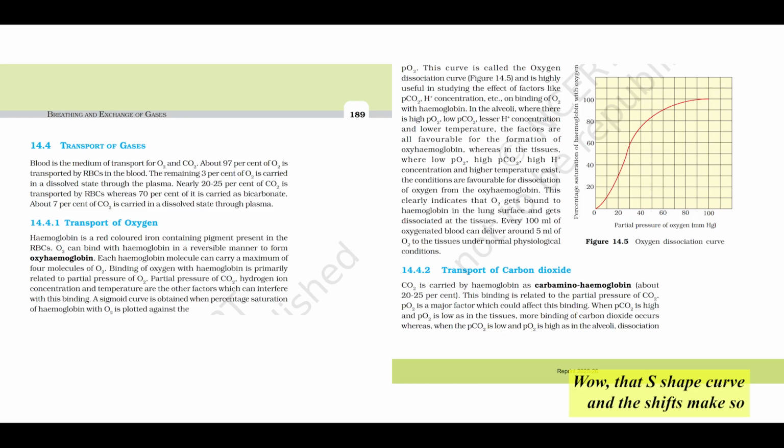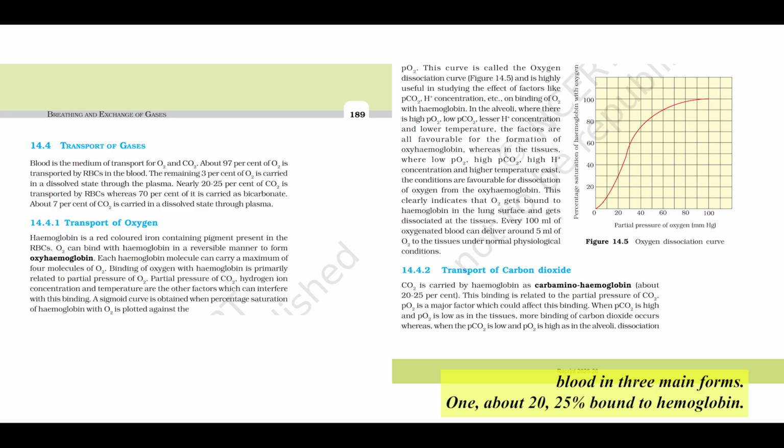Wow, that S-shaped curve and the shifts make so much sense for targeted delivery. Okay, what about CO2 transport? Is it similar or more complicated? CO2 transport is a bit more varied, reflecting its different chemical properties and the large amounts we need to remove. It's transported in the blood in 3 main forms.